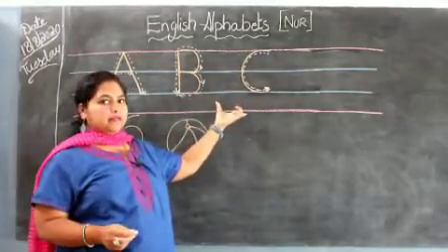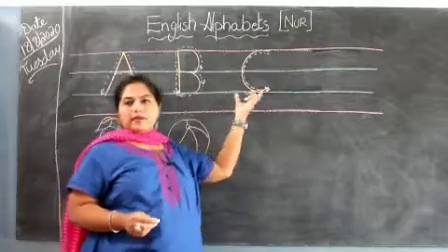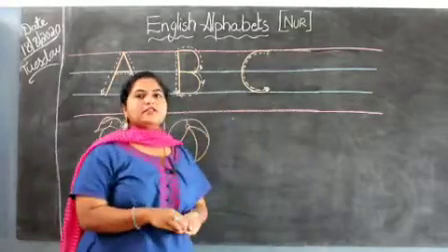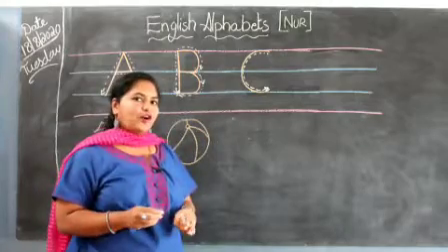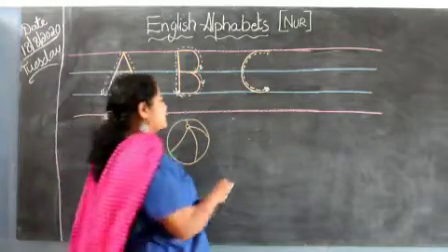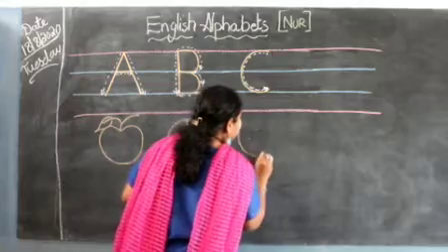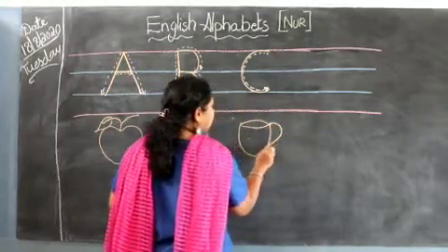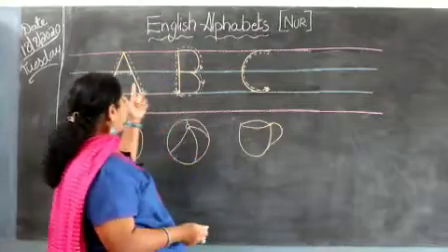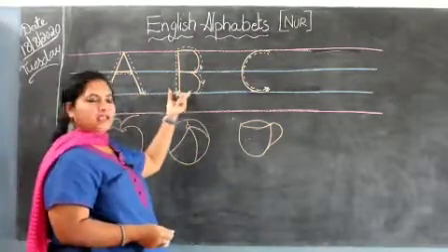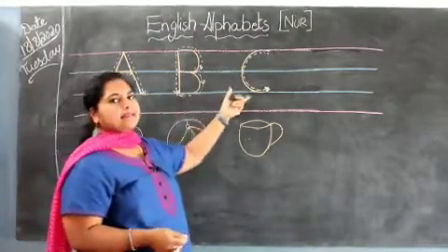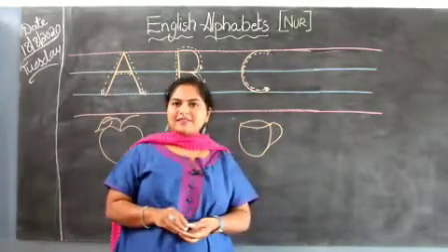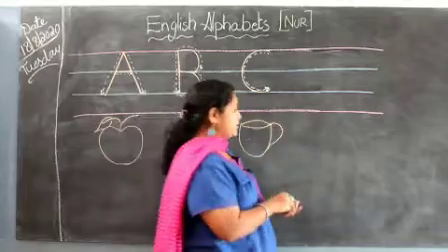All these are uppercase letters. They are capital letters, or what we call the mama letters. A, B, C. Now what is for C? C is for cup. Correct. C is for cup. Okay, so A is for apple, B is for ball, and C is for cup. Next letter is D. Very good.